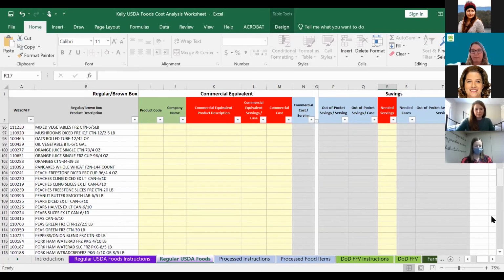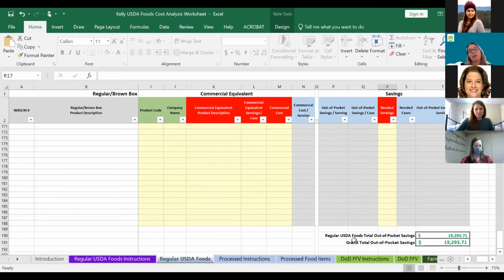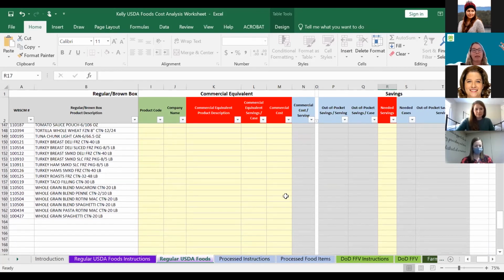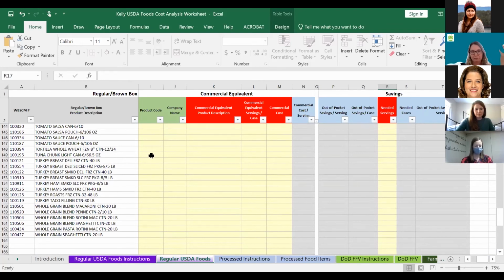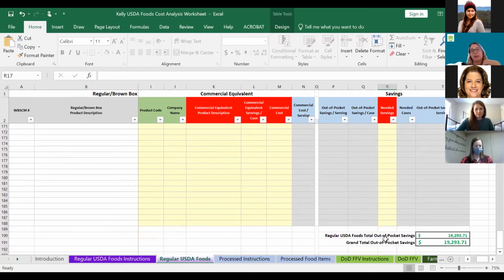I'm going to scroll down here to the bottom and show you another cool feature. This is going to calculate your USDA foods out-of-pocket savings. Let's say I'm ballparking and I know how much entitlement I have, about 90,000. And I know that I've typically gotten tuna and turkey roasts as well. So I'm going to go through that same process, and as I do that, it's going to add up my out-of-pocket savings for those USDA foods all together. The grand total savings takes all of these from all 4 spreadsheets. So let's say you participate in processing and DoD Fresh and Farm to School, or any of the above. It will combine all of those and let you know what your out-of-pocket savings is. So really a fantastic tool.